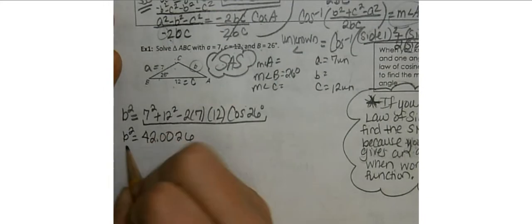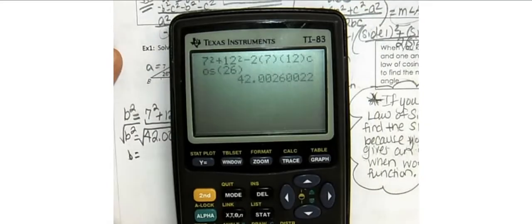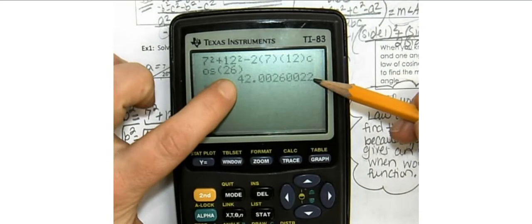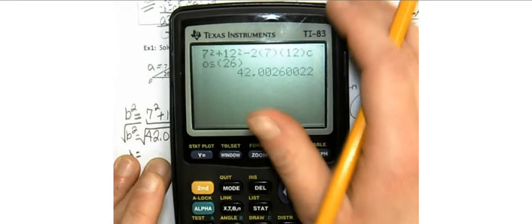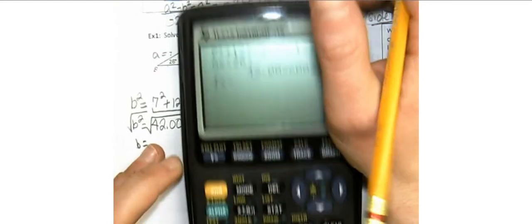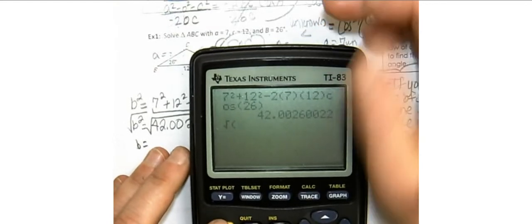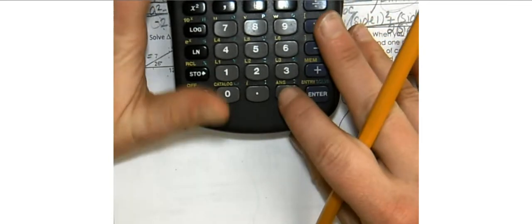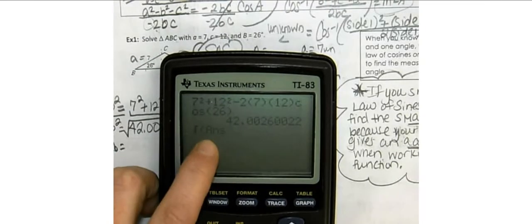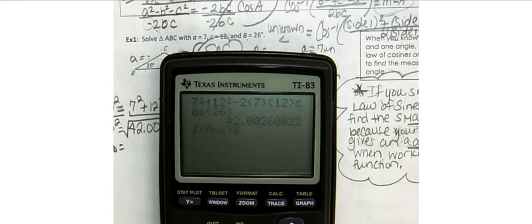Now I need to get b alone, so I'm going to take the square root of both entire sides, and so I end up with what the value of b is. I'm going to put this entire number, 42.00260022, into my calculator by pressing second and square root. Now we see the square root has appeared. I'm going to press second and then the negative button. Where it says ANS, that means your previous answer. So it's now going to take ANS, and I'm going to close my parentheses because I'm taking the square root of 42.00260022. And I end up with 6.48 as my answer.